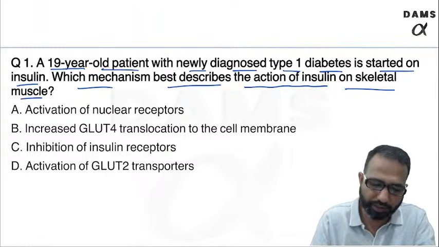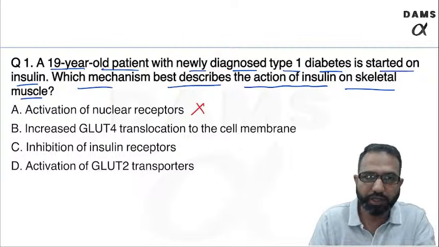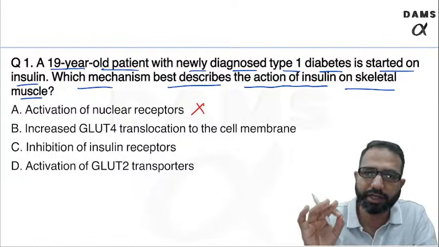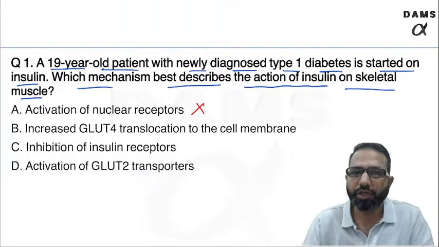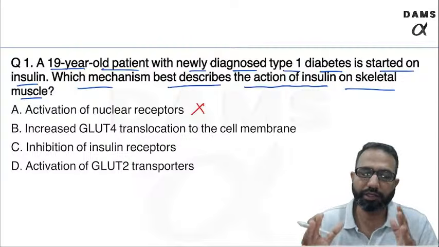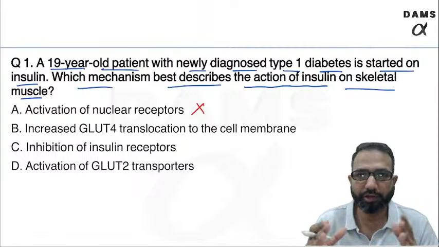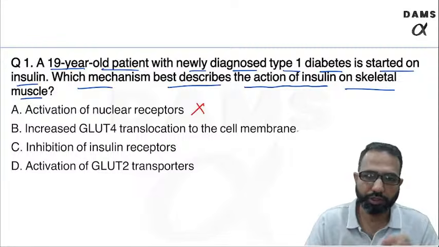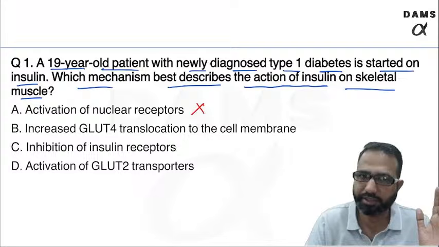The options are: activation of nuclear receptor. No. Insulin is a tyrosine kinase enzymatic receptor, it does not act on the nuclear receptor. In nuclear receptors, mainly inside the nucleus, we have the thyroxine receptor or the vitamin A receptor, not insulin. Insulin is an enzymatic receptor. It's a tyrosine kinase enzymatic receptor.